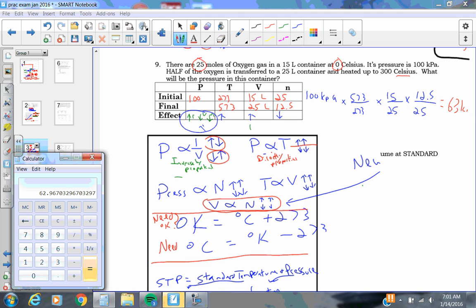63 kPa. I don't really have a good reality check for this one because the temperature was going to cause it to get bigger, but the other two were going to cause it to get smaller. So I don't really know which one is going to win, so I'm just going to have to trust that.